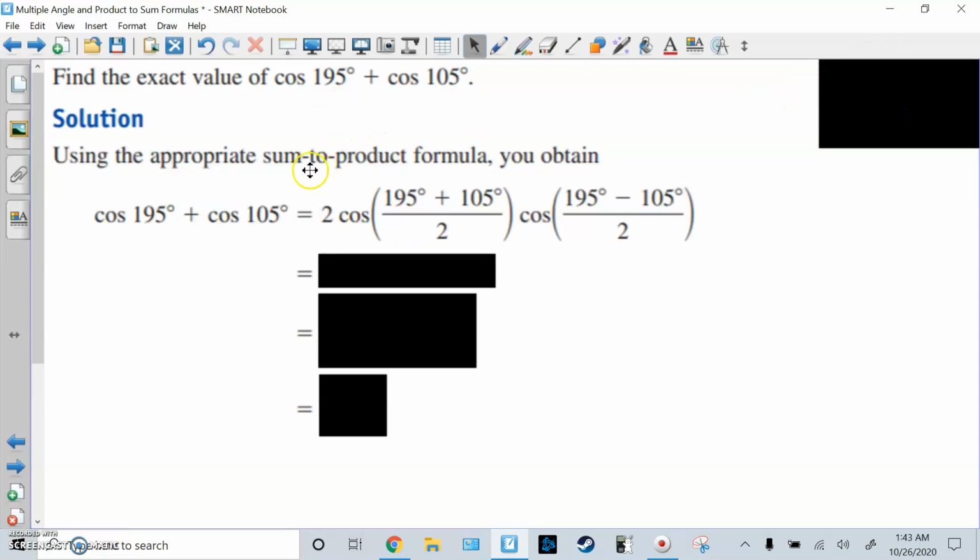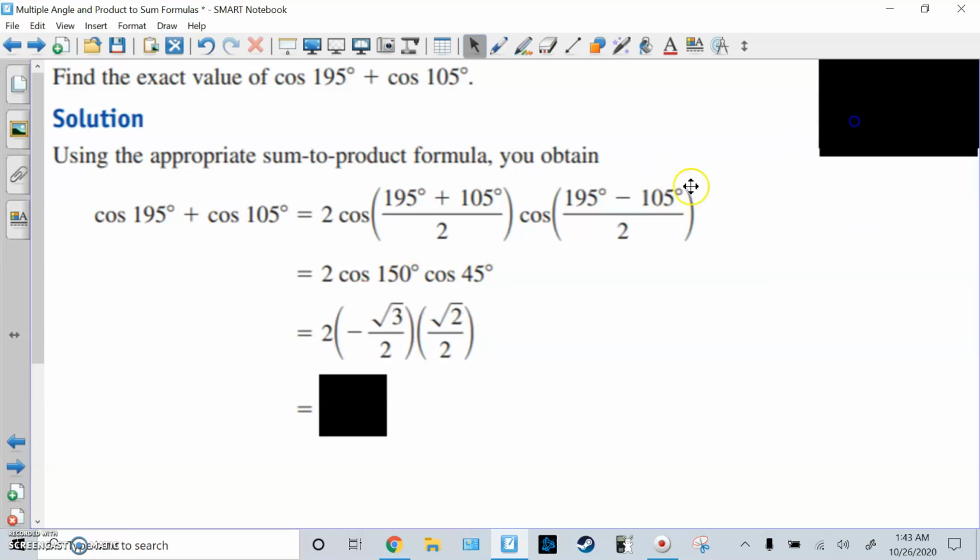We could recognize it's the appropriate sum to product. If you have cosine plus cosine, that turns into 2 cosine of this times cosine of that. These inside fractions: 195 plus 105 is 300, divided by 2 is 150. 195 minus 105 is 90, divided by 2 is 45. You know the cosine of 150, you know the cosine of 45. Multiply all together and reduce, you get this. However, I could have made this a sum. I could change this to cosine of 135 plus 60, and this is cosine of 60 plus 45. I would have had 4 things, but it would have eventually turned to this. So lots of different ways to do this.